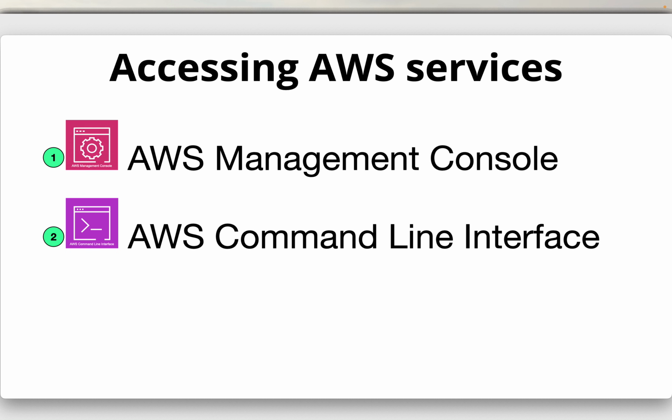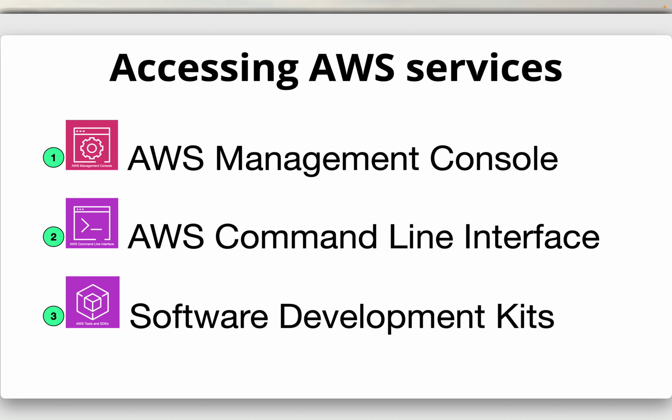Then the AWS Command Line Interface. The AWS Command Line Interface, AWS CLI, is a unified tool to manage your AWS services. With just one tool to download and configure, you can control multiple AWS services from the command line and automate them through scripts. Finally, software development kits, SDKs. Software development kits simplify using AWS services in your applications with an application programming interface, APIs, tailored to your programming language or platform.